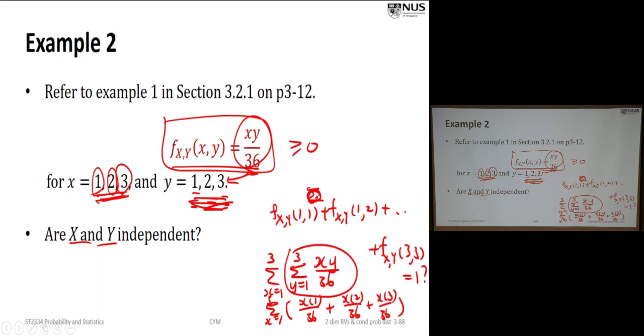So just make sure that it's equal to 1. But you don't have to verify it unless you are asked to verify it. Otherwise, you just take it as the sum equal to 1. It's well defined, unless there are typos.